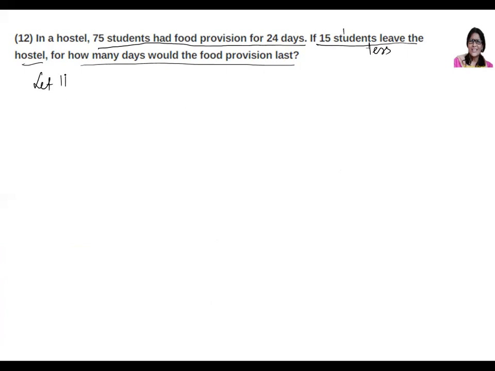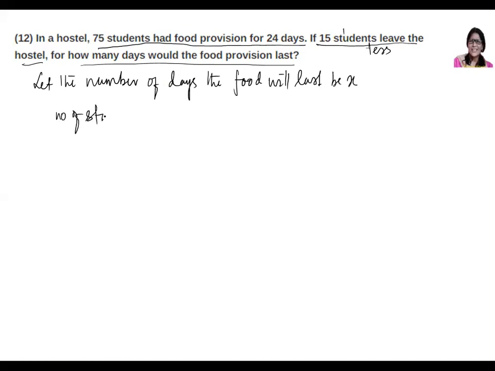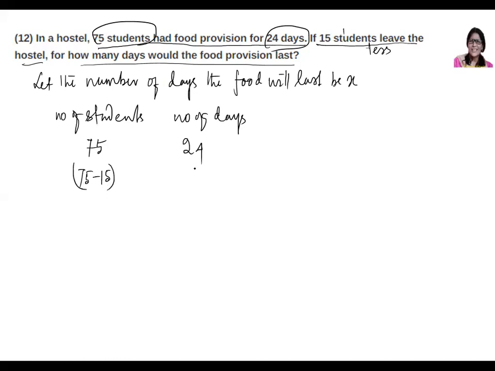So let the number of days the food will last be X. Then the number of students and number of days: 75 students were there, number of days were 24. Now 15 students leave the hostel, so 75 minus 15 is 60, and number of days is X. So multiply: 75 multiplied by 24 is equal to 60 into X, or 60 multiplied by X is equal to 75 multiplied by 24.